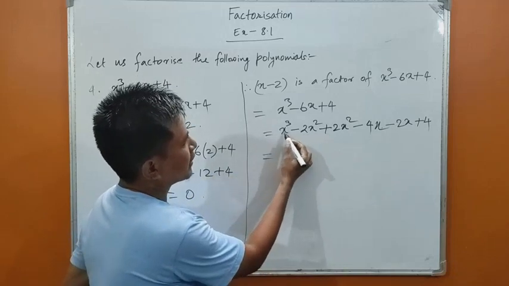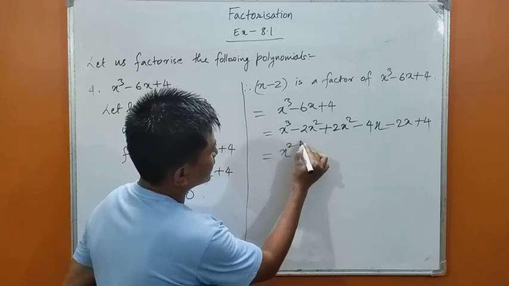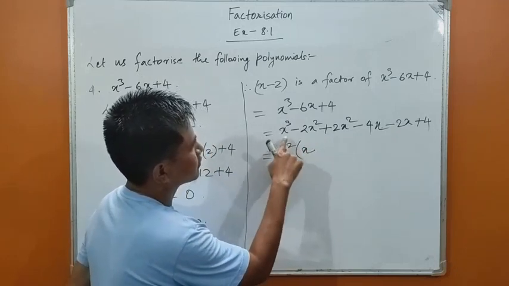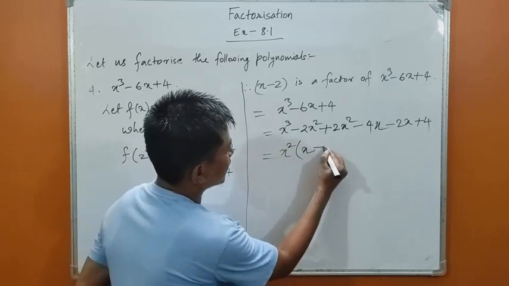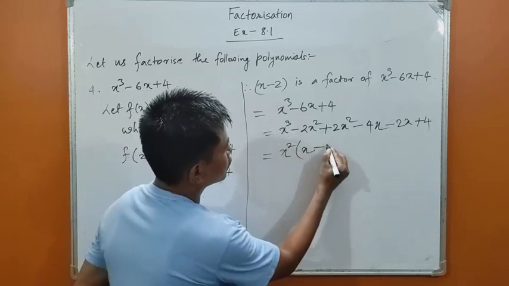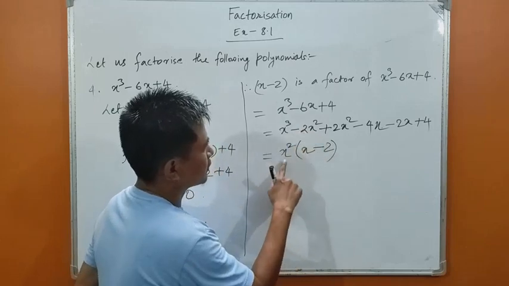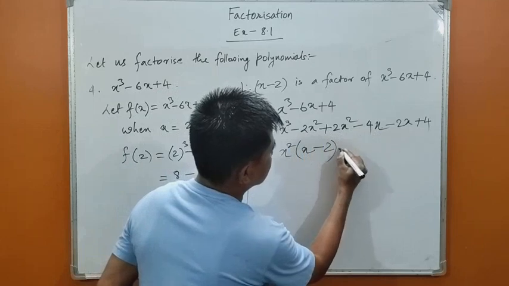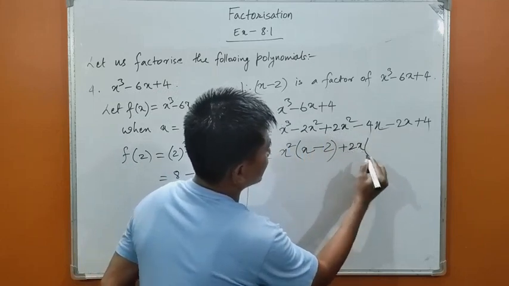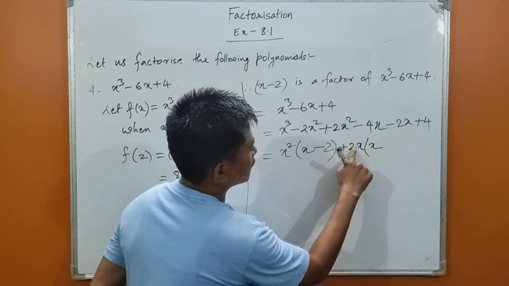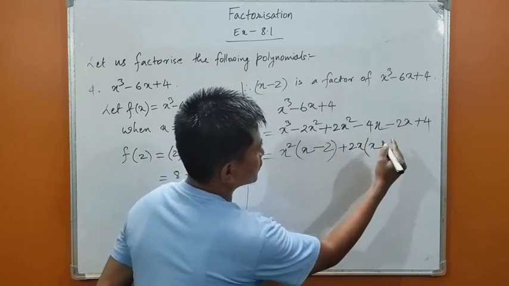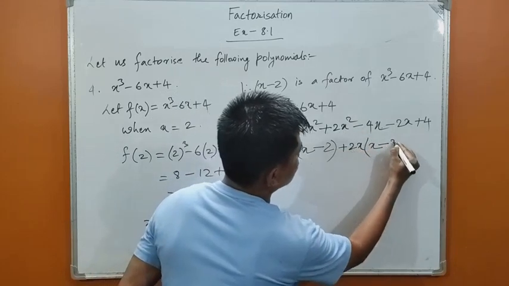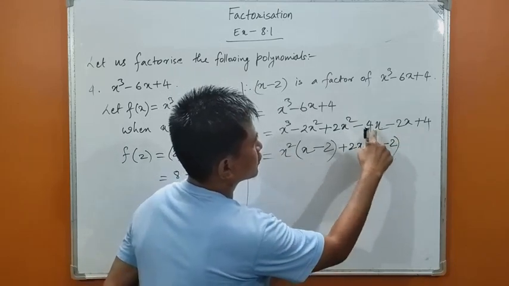Now let us take the common x square from this. X square is taken common outside. X square into x becomes x cube. Plus into minus becomes minus. X square into 2 is 2x square. From these two terms, let us take 2x common. 2x into x is 2x square. Plus into minus is minus. 2x into 2 is 4x.